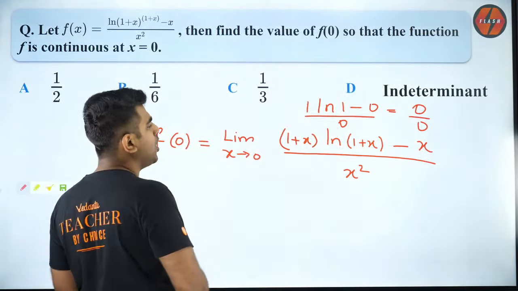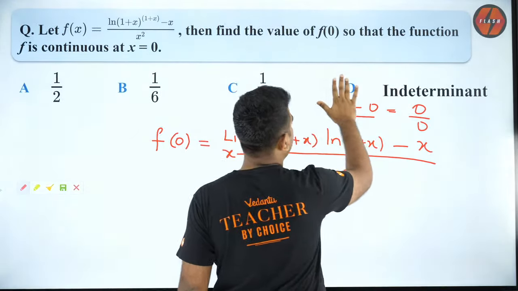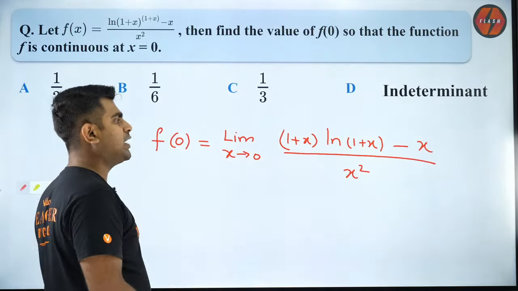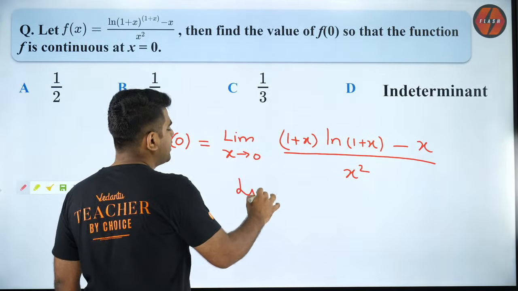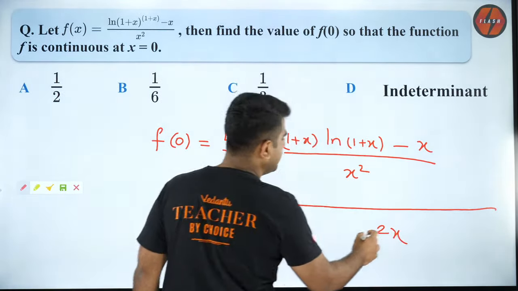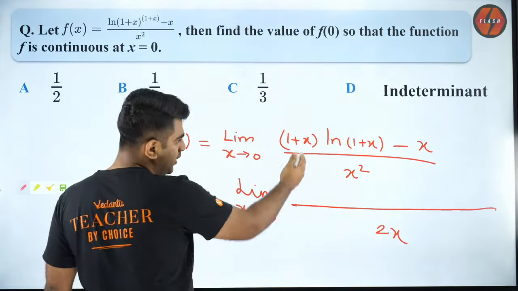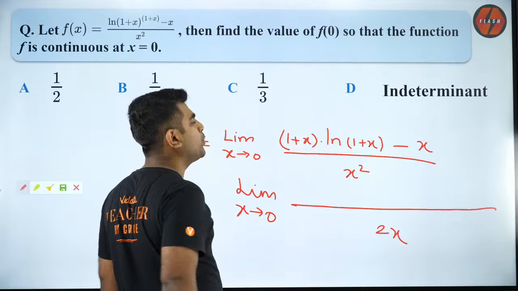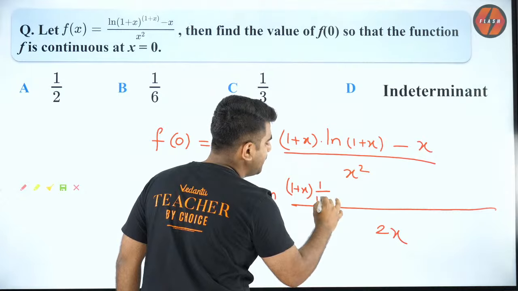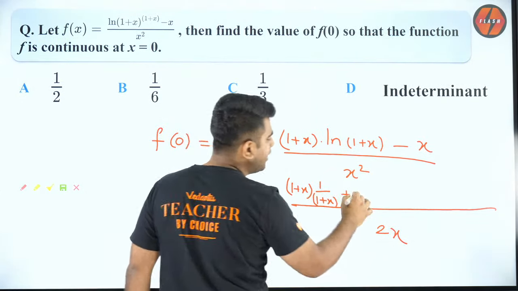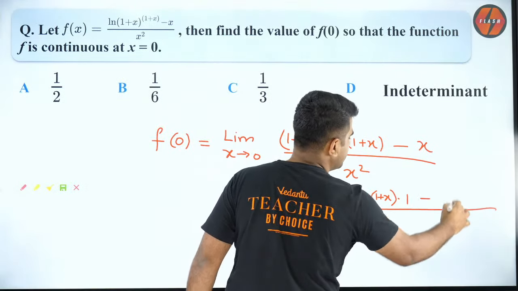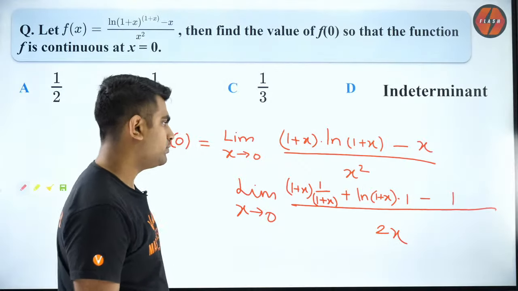So if it is an indeterminate form, how do I solve it? I solve it by using the L'Hopital method. Look at the power of L'Hopital. So the L'Hopital method says that you differentiate your numerator and denominator separately. So the differentiation of the denominator is 2x. For the numerator, I have to use the product rule. So first function into derivative of second function is 1 by 1 plus x, plus second function into derivative of first function, which is 1, minus the derivative of the first function, again 1.